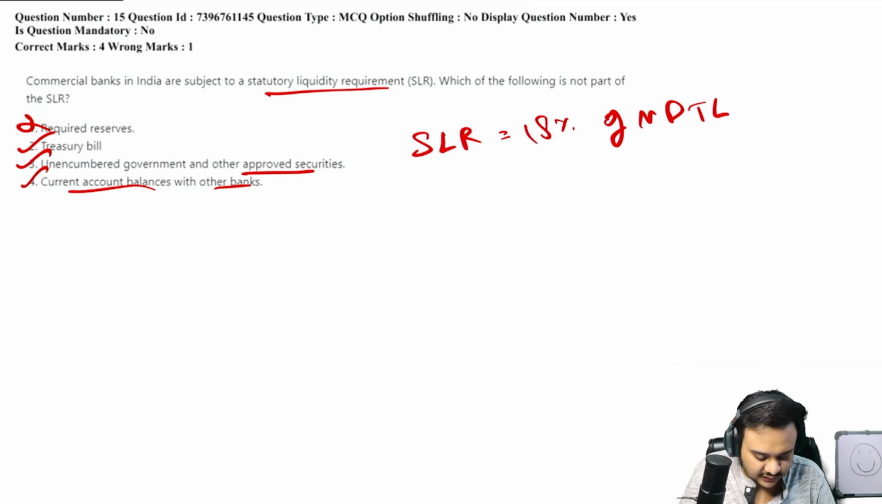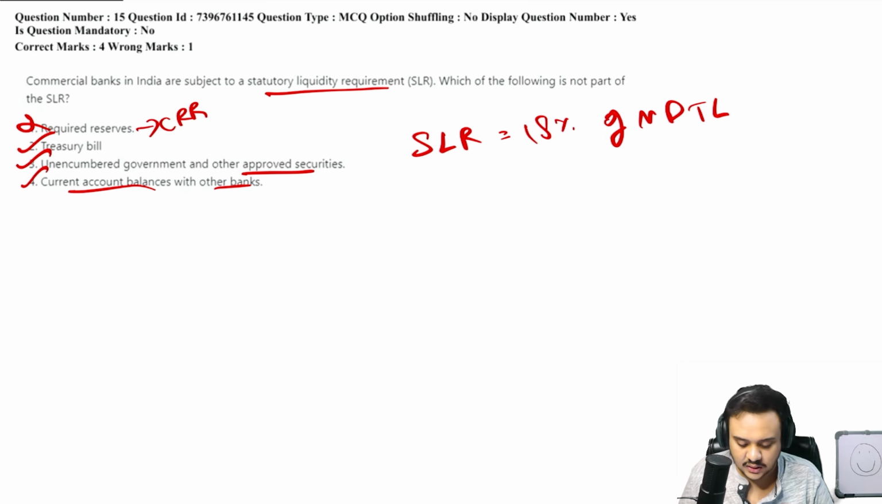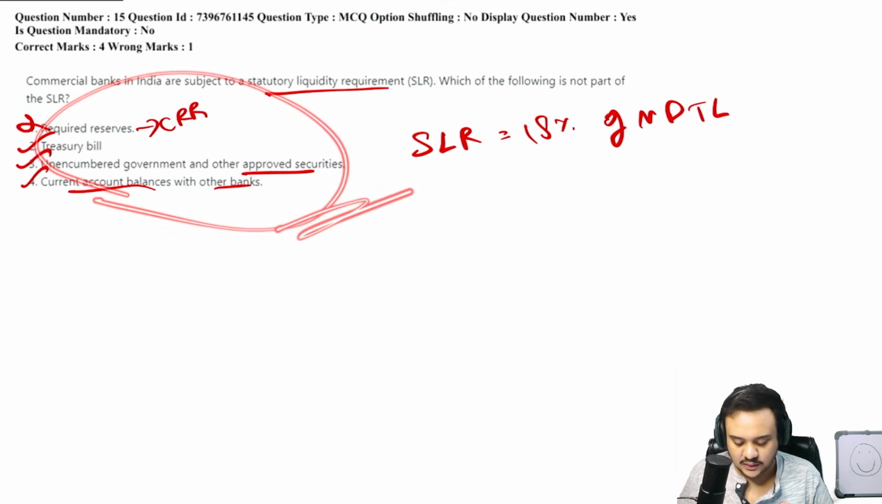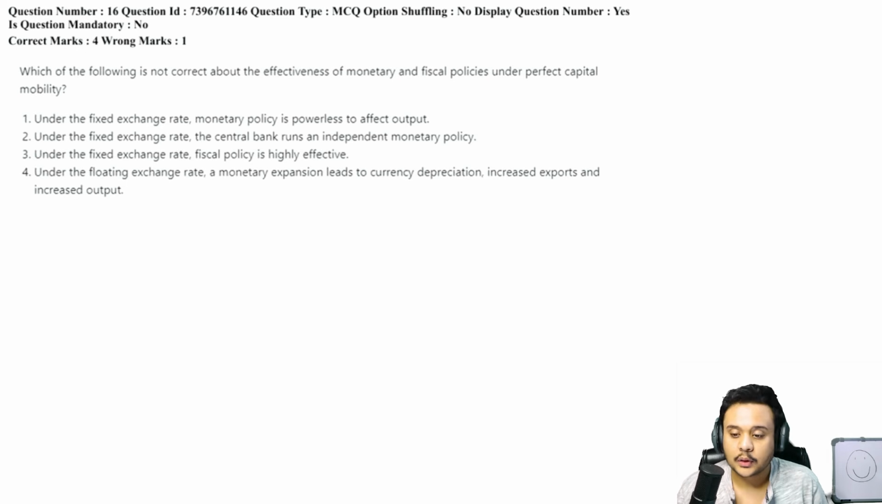So required reserves, this is referring to the cash reserve ratio or the reserve ratio, and it is phrased quite in a weird way, but if you just logically think about it, you will be able to get to the answer. Okay, so look at the 16th question now, which says that which of the following is not correct about the effectiveness of monetary and fiscal policies under perfect capital mobility.